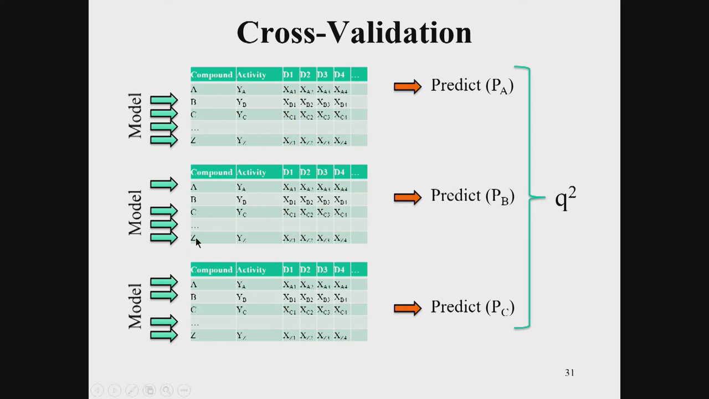So all those predictions for A through Z would then be compared against the actual measured values in order to calculate what's called the Q-squared. So a better Q-squared means the model is better at predicting the activity of the structures in the data set.